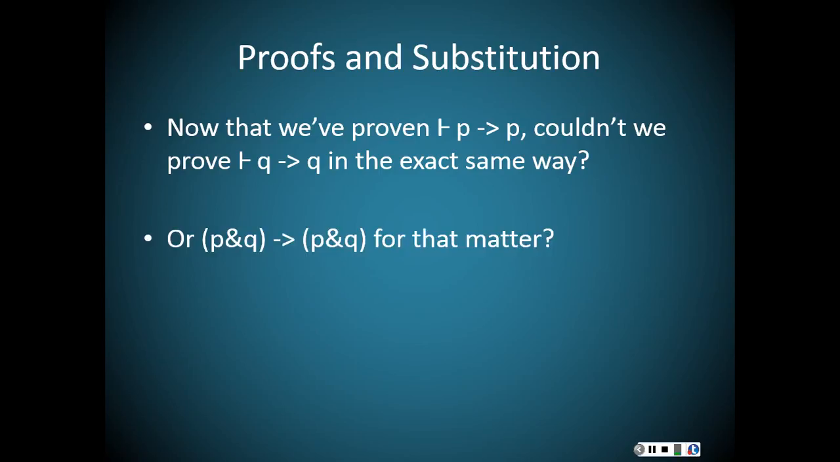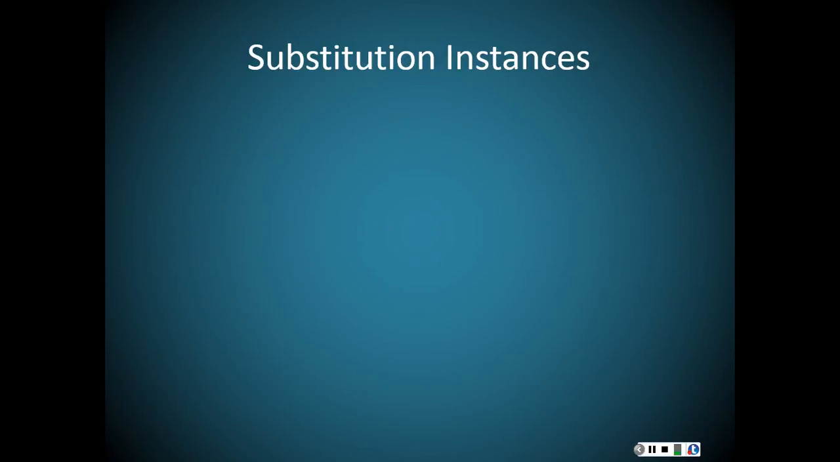Similarly, we could prove the sentence if P and Q then P and Q in exactly the same way that we proved if P then P. Our proof of that sentence would look exactly like our proof of if P then P, except for the fact that every occurrence of P in the original proof would be replaced by an occurrence of P and Q. So, by having proven if P then P, we may regard ourselves as having implicitly proven if Q then Q, and implicitly proven if P and Q then P and Q, and so on.